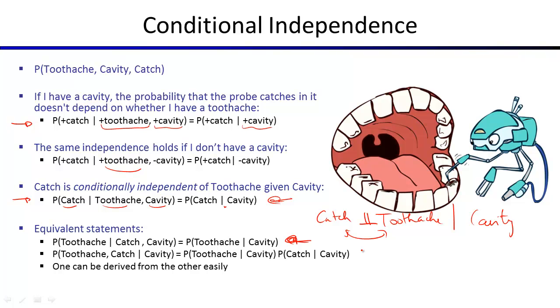And you can write this in a third way, which is as follows, saying that the joint distribution for toothache and catch given cavity is the same as just the marginal for just toothache given cavity times the marginal for just catch given cavity. This is very similar to what we had for independence, where we had P(x, y) equals P(x) times P(y). Here we just condition on cavity everywhere. Other than that, we have the same equation.